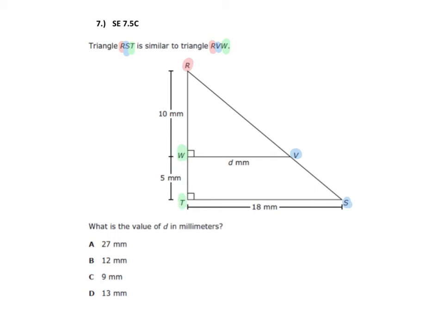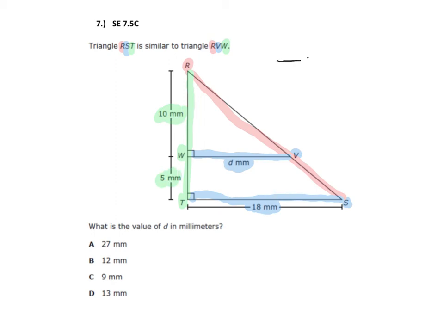So now let's color code. We got R to S and to V. We have S to T and V to W. And T back to R as well as W to R. So we are looking for this measurement right here, D. Okay, so we know we're going to use the other blue. And the only other measurements we're given are the greens. So now we have to make sure we put them in the right spot.